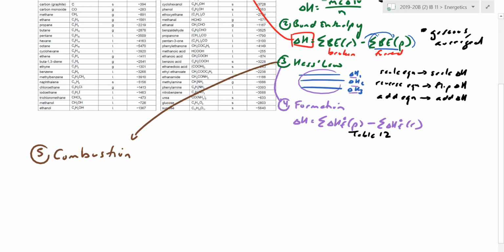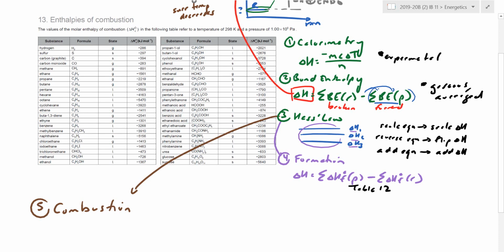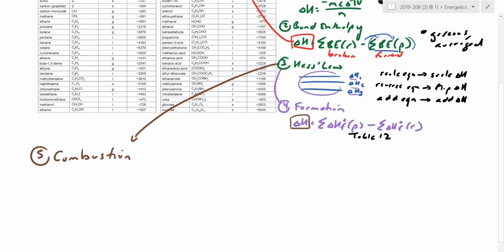We're going to come up with an expression like this, so that if I tabulate a bunch of combustion numbers for you, they're actually all tabulated for you on table 13. We'll see later on how I can find the delta H of any reaction based on the enthalpy cycle. If you just think about yesterday's lesson, it should feel very, very similar.